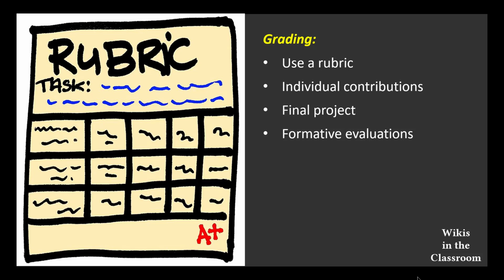Start the class with a clear rubric that delineates how you will grade each individual. Wikis allow you to see each individual's contribution. This should be a significant portion of their grade, especially in terms of their effort to contribute to the group's learning. But the final product must also be a part of their summative assessment, since the results of communication and collaboration are the point of the exercise. As usual, formative evaluation is key to student success and motivation.